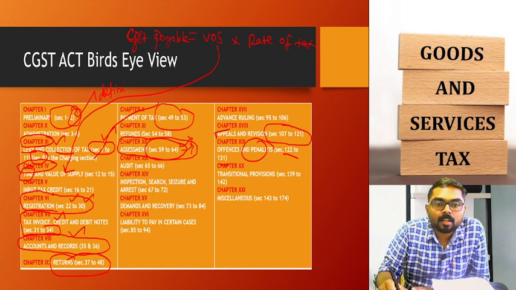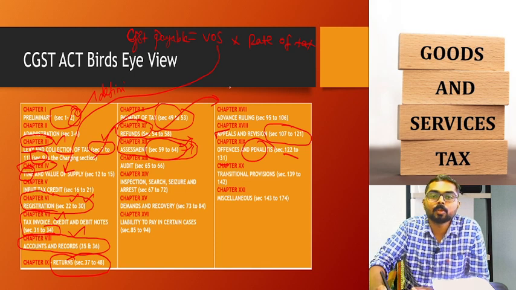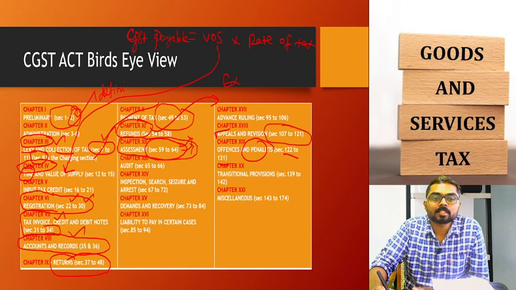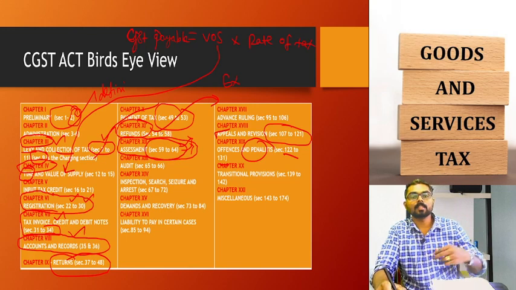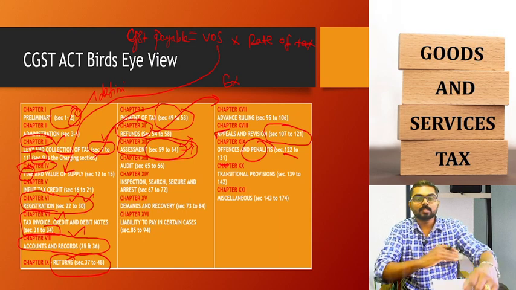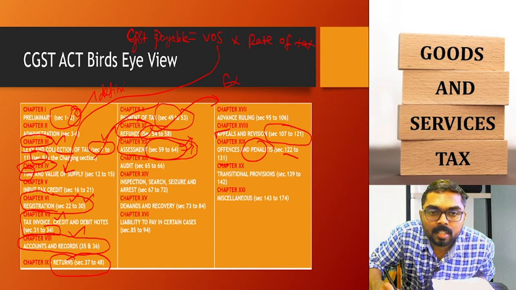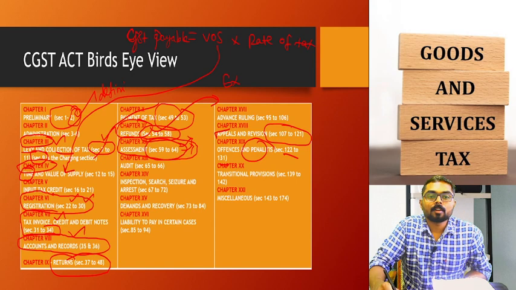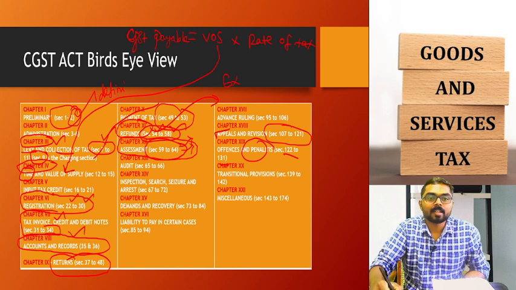In between there are 2-3 chapters. Refunds. Supposing a registered person is doing export sales, or he is covered under inverted duty structure, then he can get a refund by filing the documents required by the CGST Act and the application form. For that procedure and provisions, they have given sections 54 to 58.